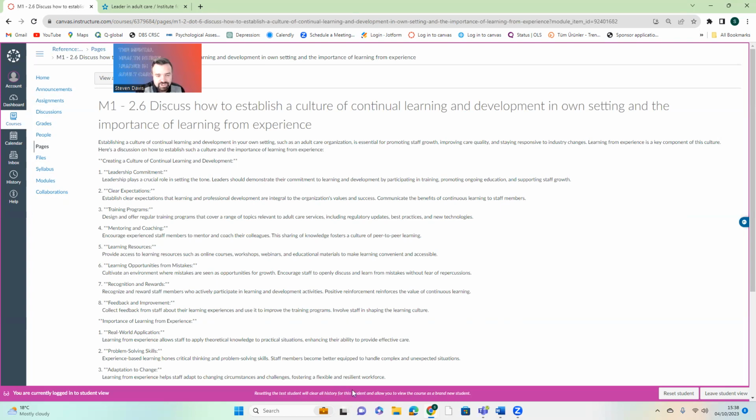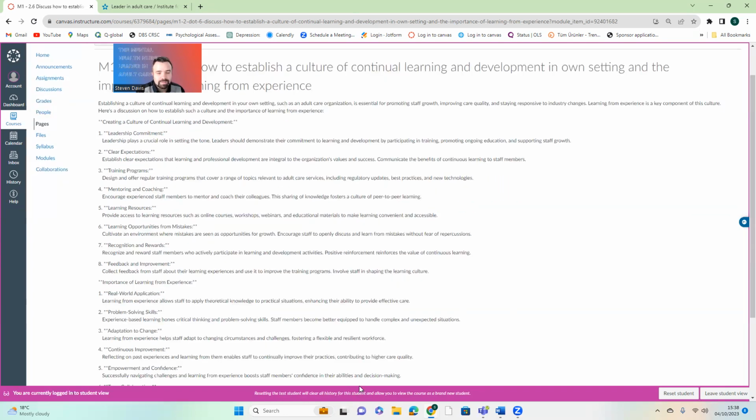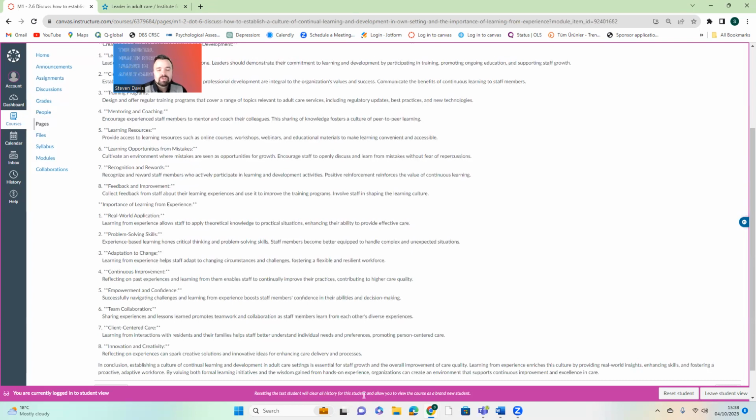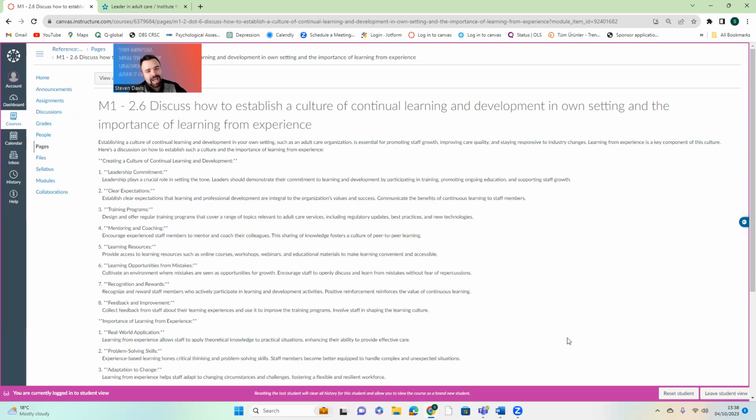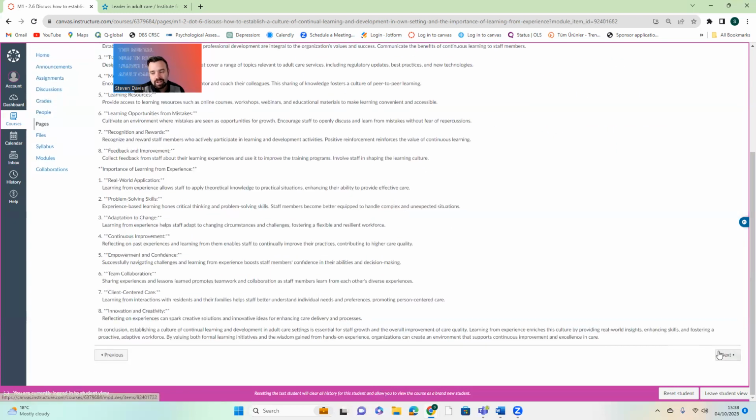Do you do recognition and rewards? Do you do real world applications, so experiential learning? Do you allow the staff to problem solve? Do you look at adapting to change, continual quality improvement and empowering of confidence? Can you, in your team meetings, provide opportunities for team collaboration? And do you promote client-centered care, innovation and creativity? All of that works towards this culture of continual learning.